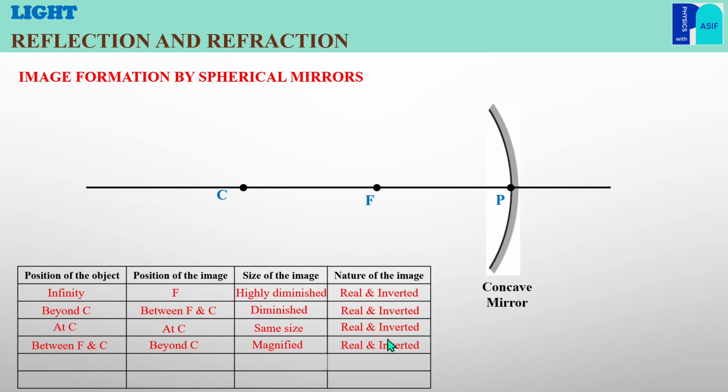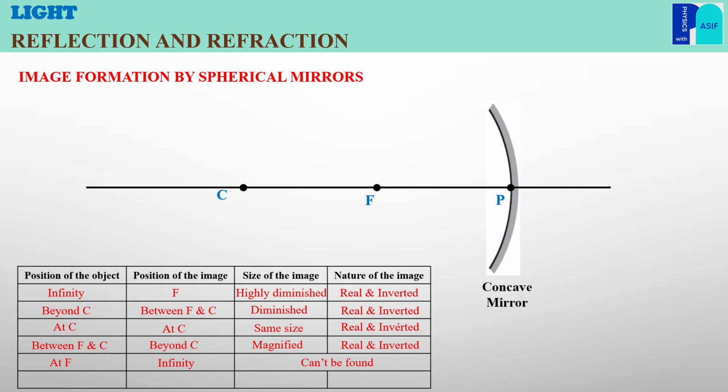Now we move the candle towards the concave mirror and we place it at the principal focus of the concave mirror. For this position, we don't get either the real image or the virtual image. The reason is the rays which are coming from the candle will go parallel after reflection. Therefore they will meet at infinity, so the image will be formed at infinity. So we cannot find the image on the screen, that is the real image, or any virtual image. Therefore for this step, the observations are the object position at F and the image position is at infinity, and we cannot find any image to find the size or the nature of the image.